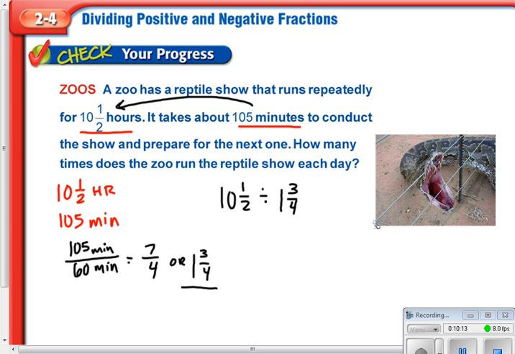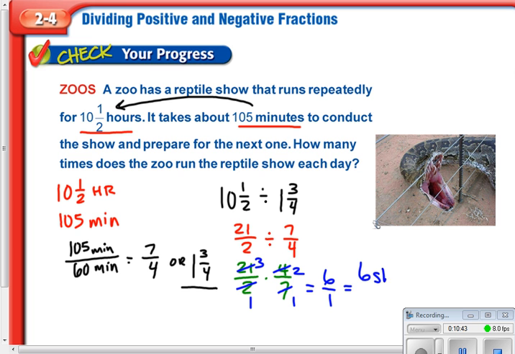Now we can go ahead and do our conversion. We wind up with 21 halves divided by 7/4. Instead of dividing, we multiply by the reciprocal. So we have 21 halves multiplied by 4/7. Reduce within your problem, and we can reduce the 7 and the 21, and we have 6/1, which would be 6, again, shows. You could run 6 shows in that amount of time.